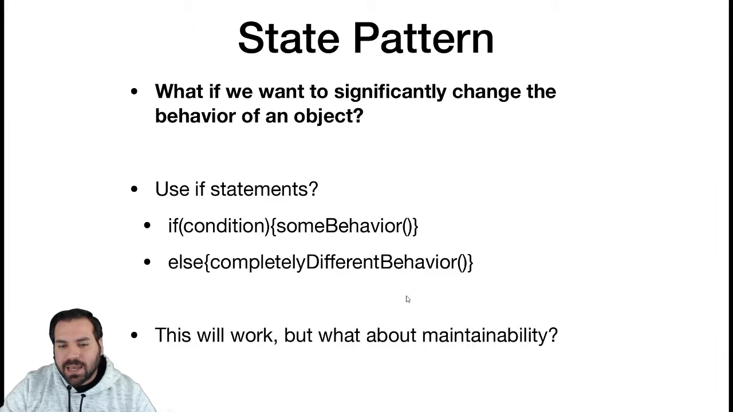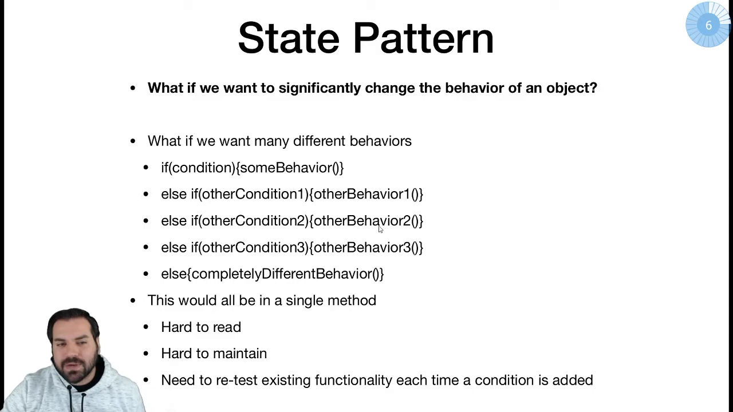So this is okay. But what about maintaining this? And specifically, what if we have a lot of different behavior that we want to do? What if we have a lot of conditionals to check that depend on the current state and a lot of different behaviors that we want this object to be able to do? First of all, this gets painful to add new conditionals.